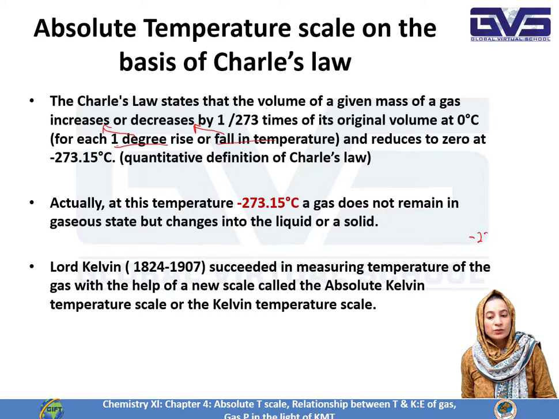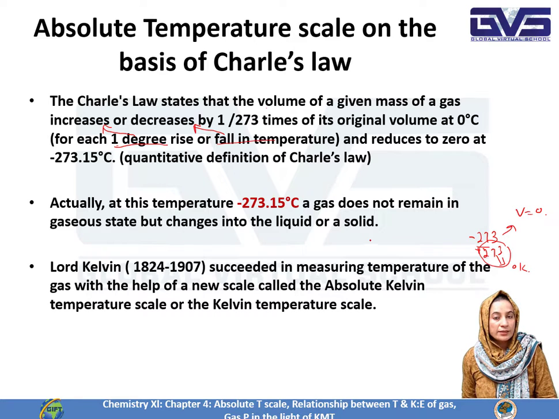As at minus 273 the gas volume becomes 0, he said, how much should I add to this so that it is equal to 0? Of course, when you add 273, then this is equal to 0. Then this is called the Kelvin scale. So if we add 273 to the Celsius scale value, then the Celsius is converted into the Kelvin scale.